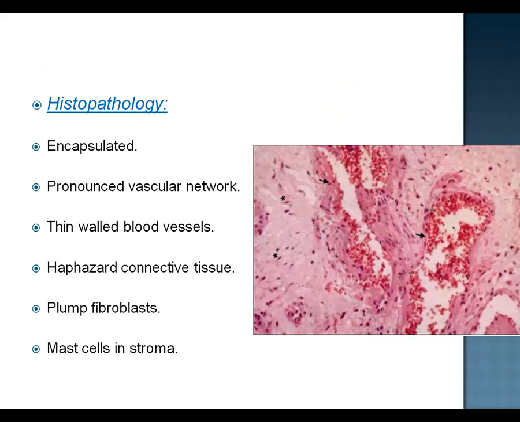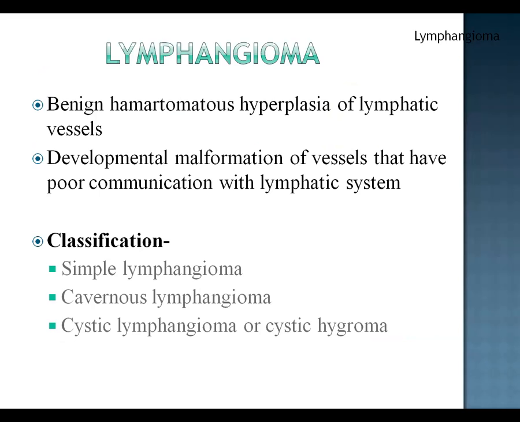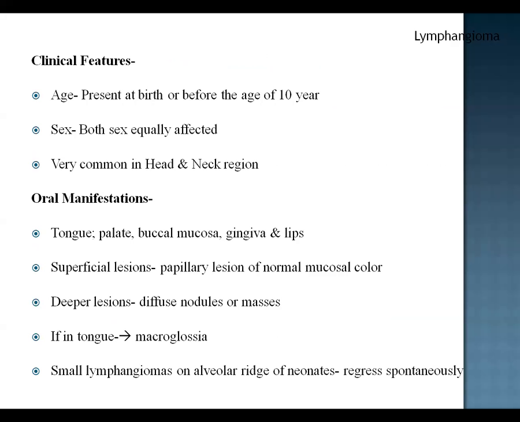Next is the lymphangioma: a benign hamartomatous hyperplasia of lymphatic vessels, a developmental malformation of vessels that have poor communication with the lymphatic system. Classification: simple lymphangiomas, cavernous lymphangiomas, and cystic lymphangiomas or cystic hygromas. They are present at birth or before the age of 10 years. Both sexes are equally affected. Very common in the head and neck region. Tongue, palate, buccal mucosa, gingiva, and lips are the commonest oral sites.